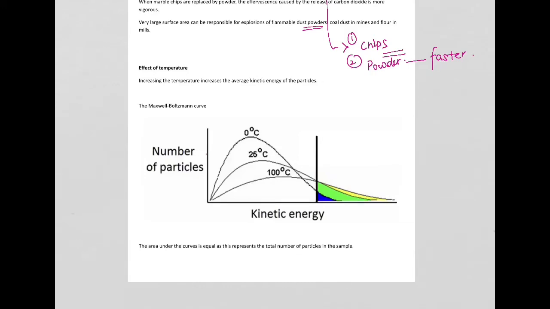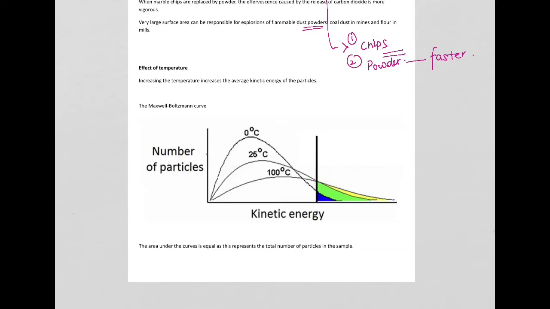Now the factors that we'll see now, temperature and catalyst, these are factors that will affect energy. So let's look at temperature. Now, as you know, temperature relates to the average kinetic energy of the particle. So when temperature is increasing, you have particles that have higher average kinetic energy.